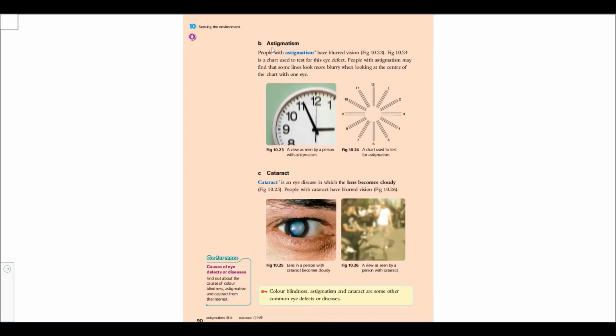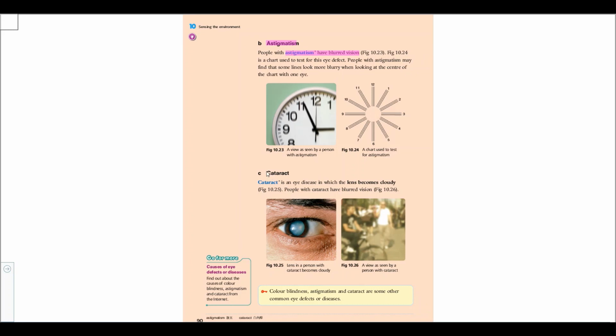So the second one is called astigmatism. Astigmatism refers to blurred vision, alright? It is not related to distance. So no matter whether it is a near object or a distant object, they are all blurred for people with this disease. So it is usually because, again, of problems with the lens. You just need to know there's such a disease.